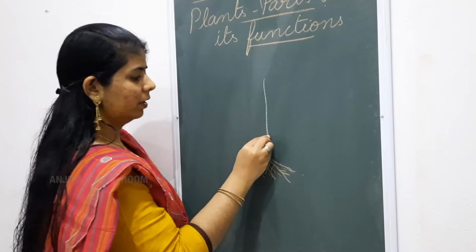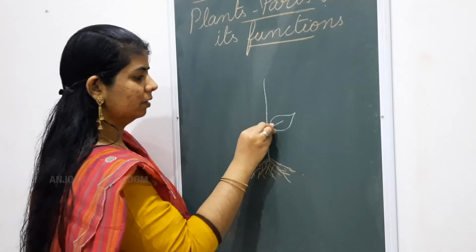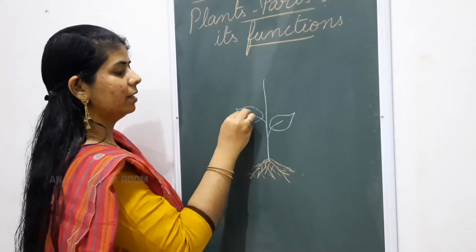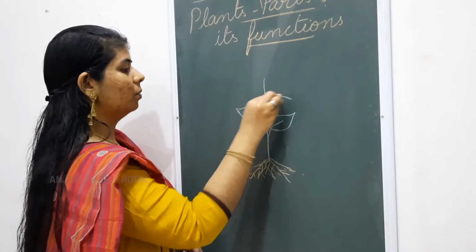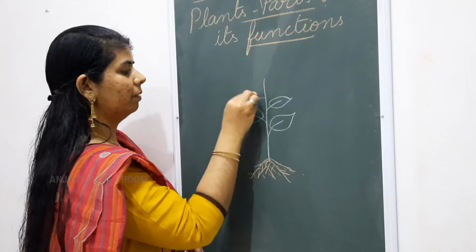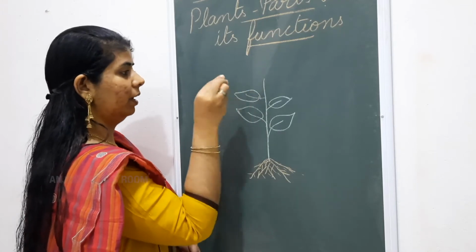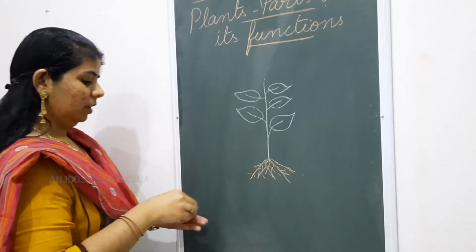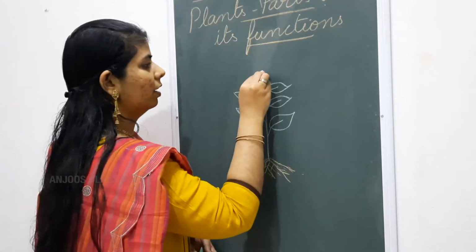Then here you can draw the leaf. The leaf will not be the same for all the plants. Observe the different leaves of the different plants. Some will be very big, some will be very small. Okay. Then here I'll draw the flower.